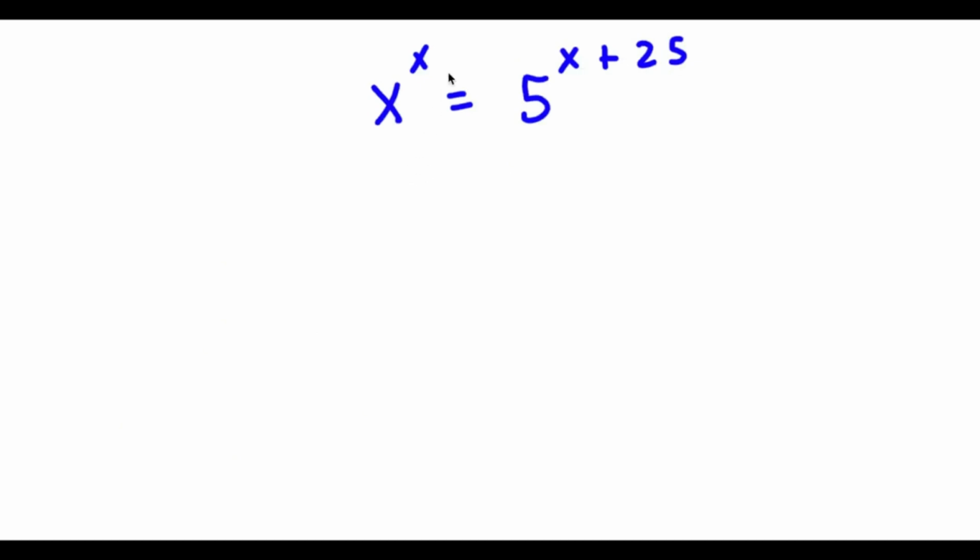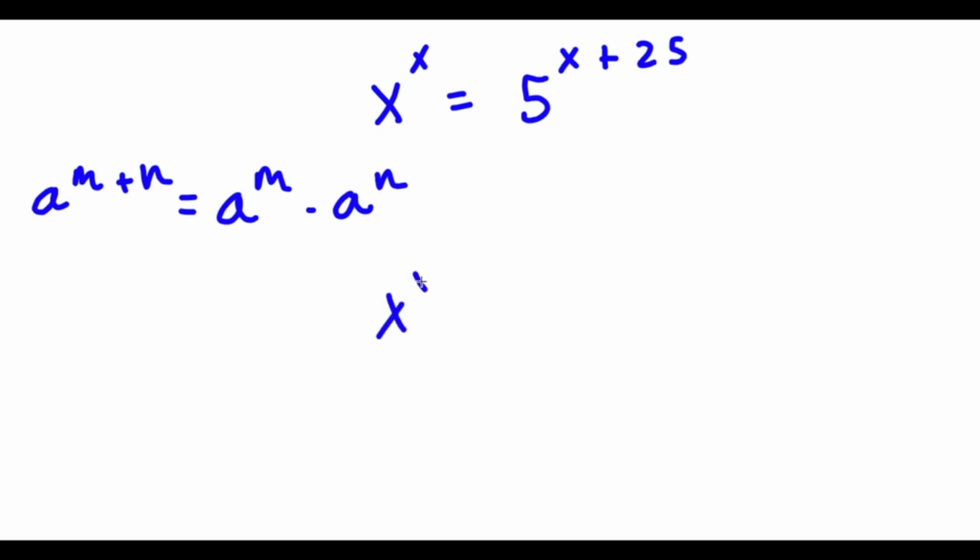Alright, so I have x to the power of x is equal to 5 to the power of x plus 25. Now, to solve this equation, I'm going to first use an important property of exponents, which states that if I have something in the form a to the power of m plus n, this is equal to a to the power of m times a to the power of n. So in this case, 5 to the power of x plus 25 is going to equal 5 to the power of x times 5 to the power of 25.